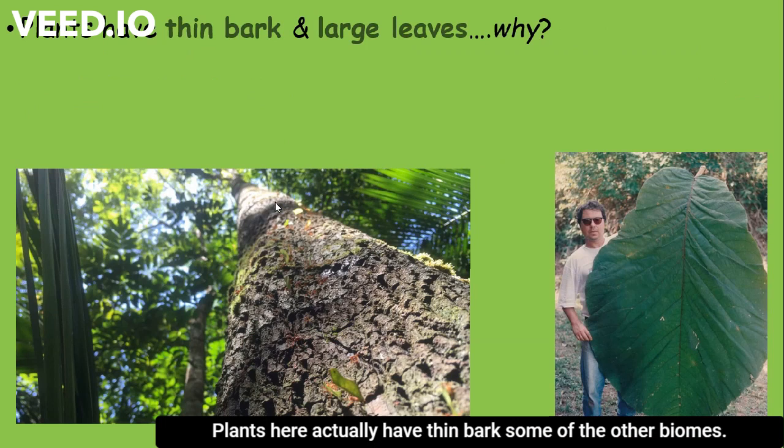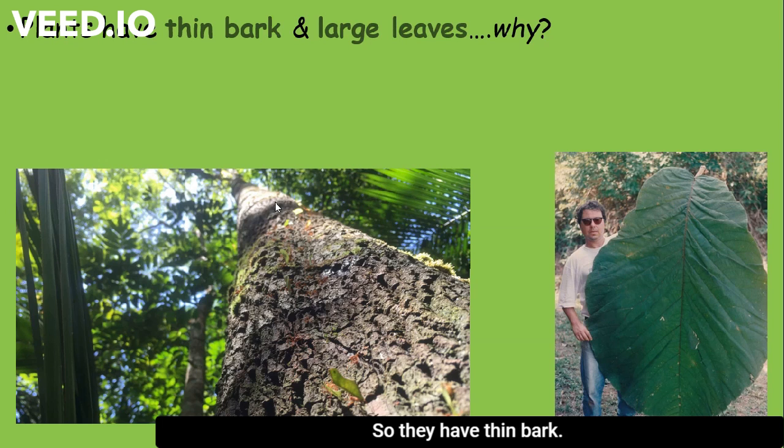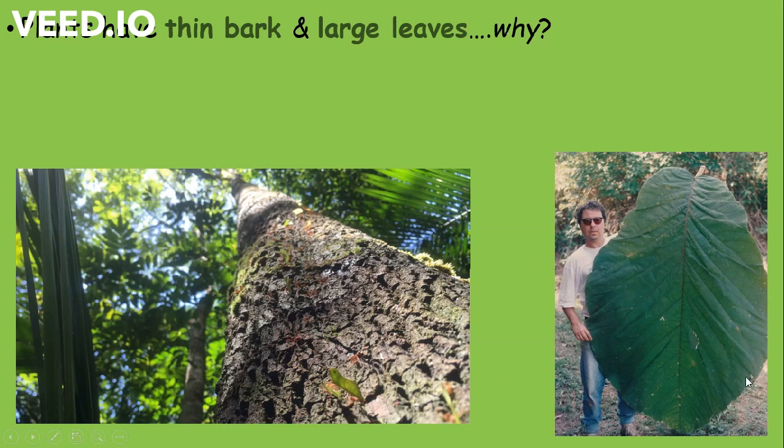Plants here actually have thin bark. Some of the other biomes, if you have not watched those videos yet, have pretty thick bark in order to help conserve and retain water. But in tropical rainforests, they don't need to worry about losing water. They have tons of rain happening year long, so they have pretty thin bark. They don't need to use a lot of energy to make their bark thick if they don't need to worry about water loss. And they have huge leaves.